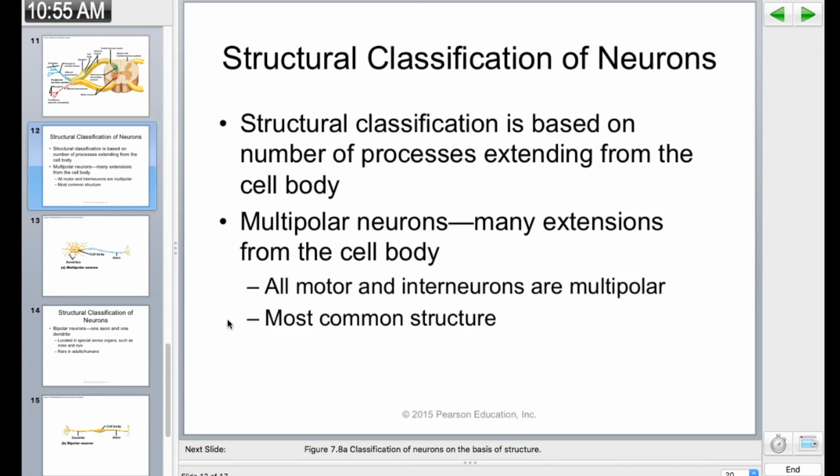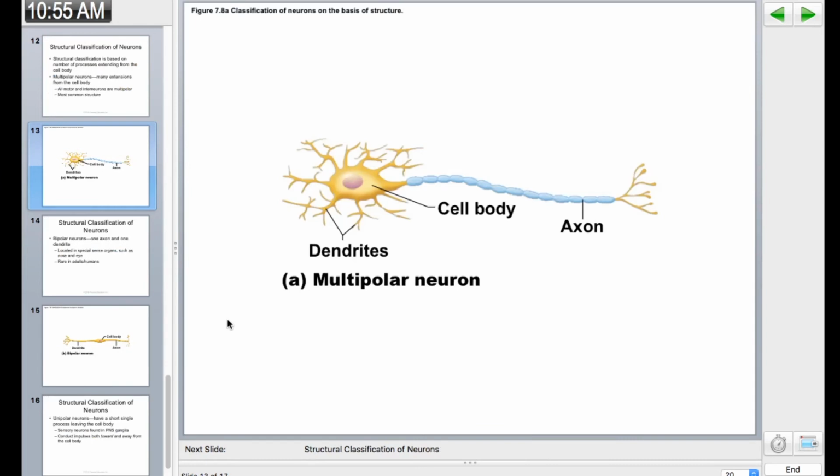First, let's look at the multipolar. All of your motor neurons and your interneurons are multipolar. They are the most common nerve structure within the body. So you see one axon comes off of the cell body, but you've got lots of dendrites sticking off of the cell body as well. That's multipolar.